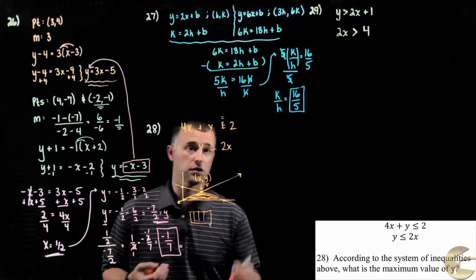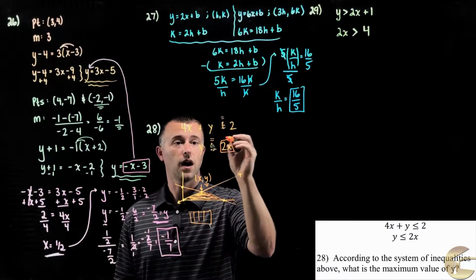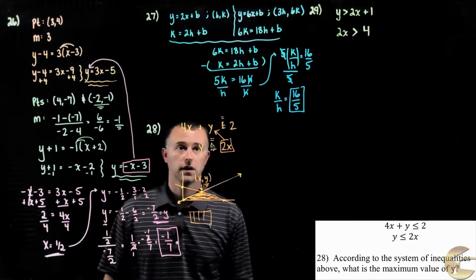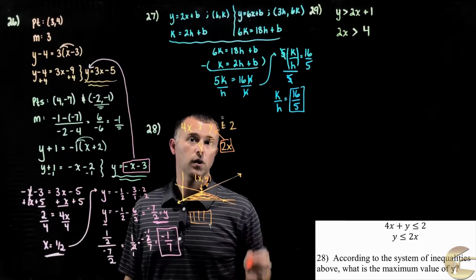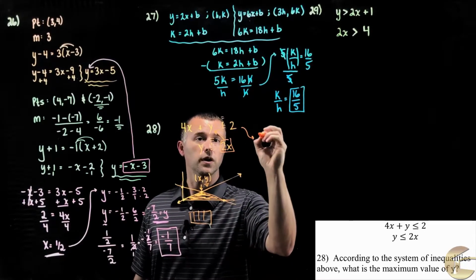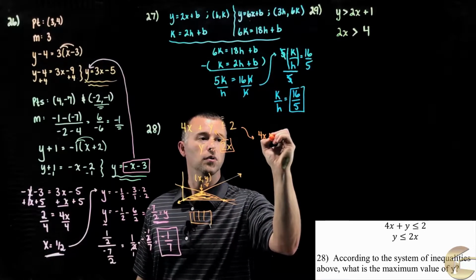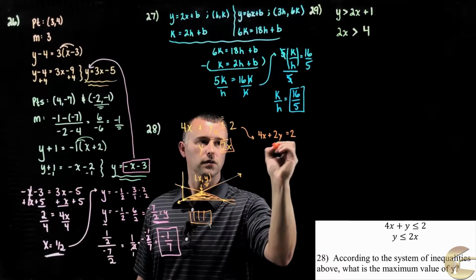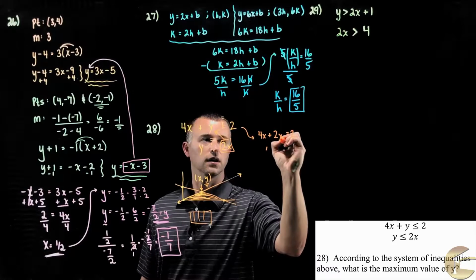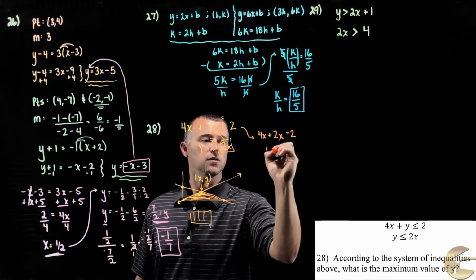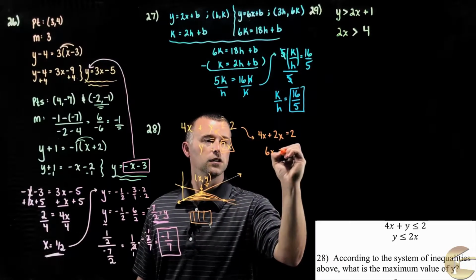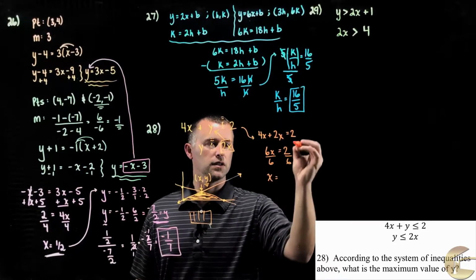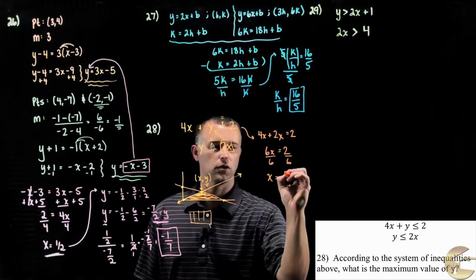I'm going to use substitution. I'm going to take this 2x and plug it in for y and solve that system like they were equal to each other. And that will be the maximum value for y. So I'm going to take this first equation: 4x plus y, which is 2x, equals 2. Therefore, 6x, and I said that as a y, it's an x, is equal to 2. Divide by 6, and x is the simplified version of 2/6, so 1/3.